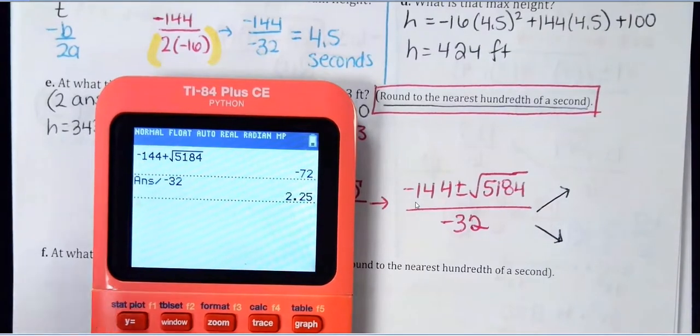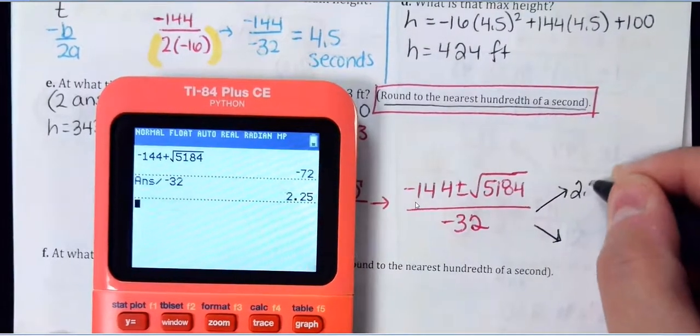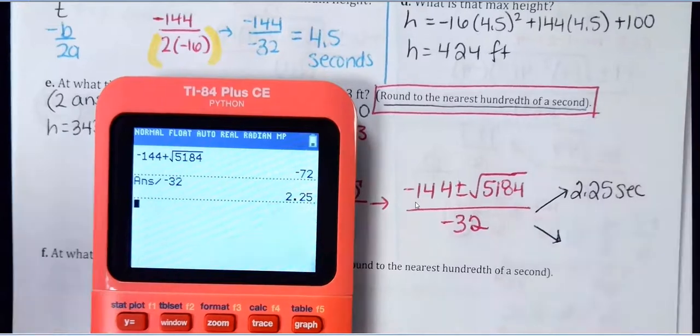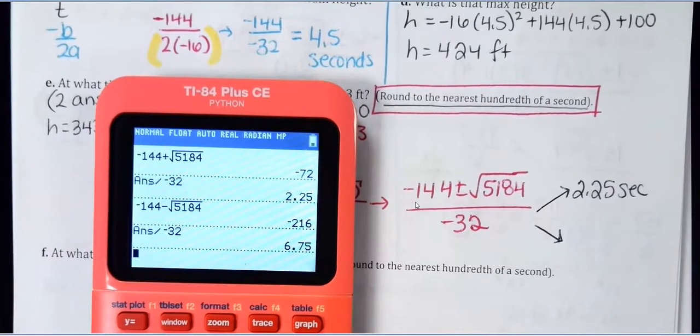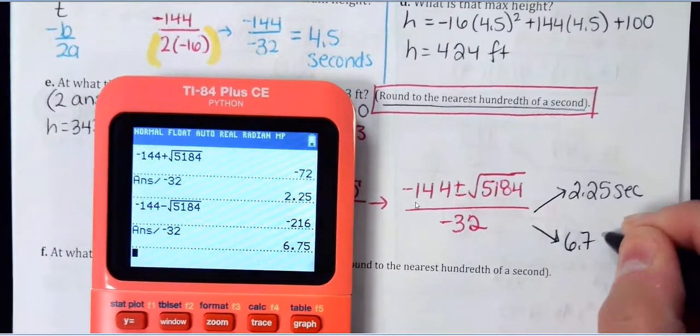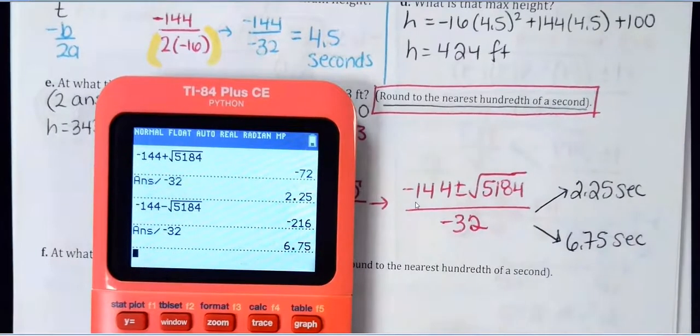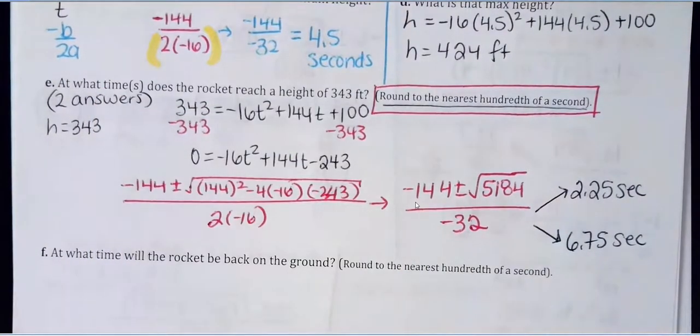And that's actually a decent number. So 2.25 seconds. That's where it would hit on the way up. The other answer is going to get me where I'm going to hit the 343 as my height on the way back down. So same thing, but I'm just going to do minus the square root of that 5184. Hit equals, and then divide it by negative 32. And I got 6.75 seconds for that. So those are actually decent. I didn't even round anything. That was just what it was.